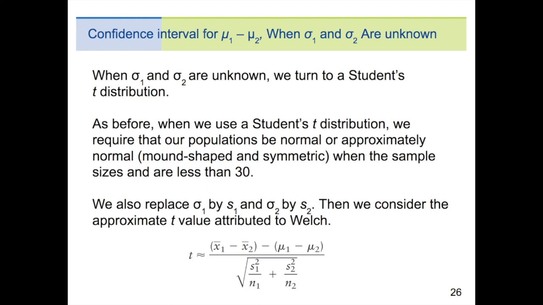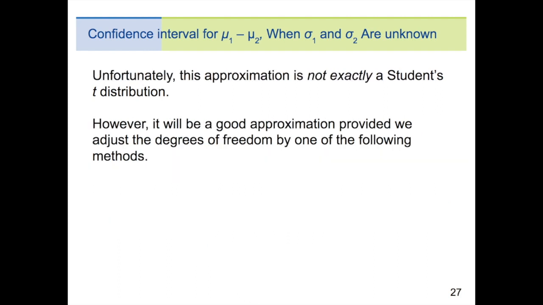We also replace sigma sub 1 by s sub 1 and sigma sub 2 by s sub 2, then we consider the approximate t-value attributed to Welch. Unfortunately, this approximation is not exactly a student's t-distribution. However, it will be a good approximation provided that we adjust the degrees of freedom by one of the following methods.